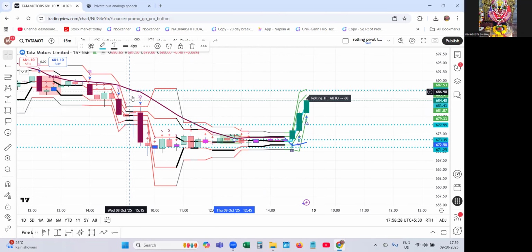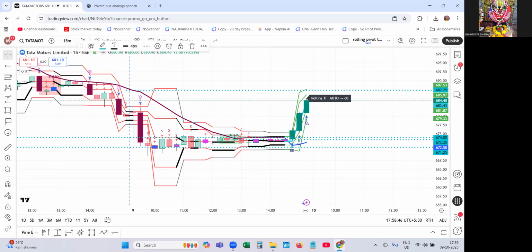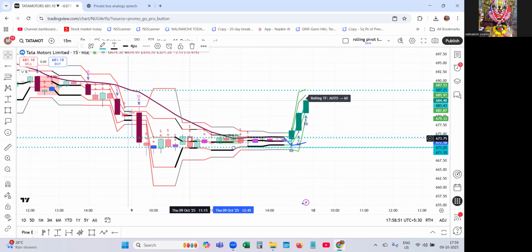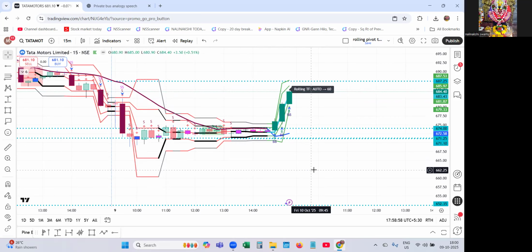See, the market was coming down, and all the pivots turned, the volatility increased. You can see they have expanded like anything. The R1, R2, pivot, and everything. This is the middle point. Expanded like anything. But after this high volatility, the price went sideways from 10 a.m. till 2 p.m.